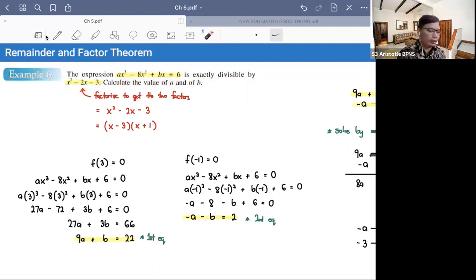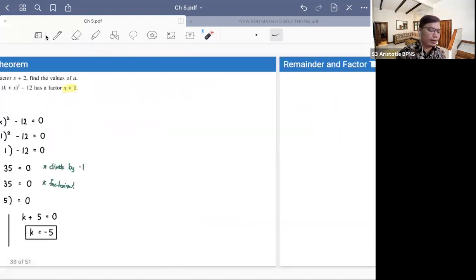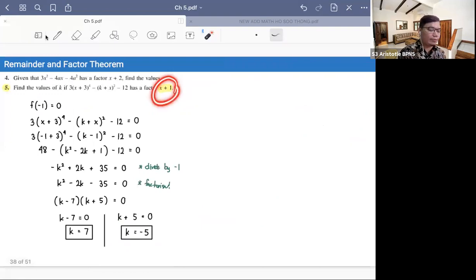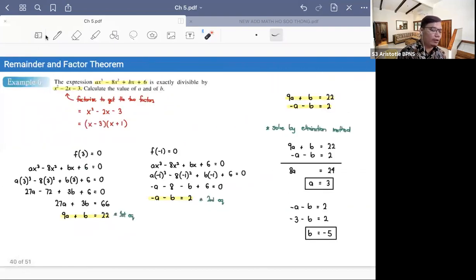Now, question class, how can I divide this by this? Because from our examples, it's always x plus 1, x plus 2, x minus 1, it can be 2x minus 3. But what if it's quadratic? How can we divide this?